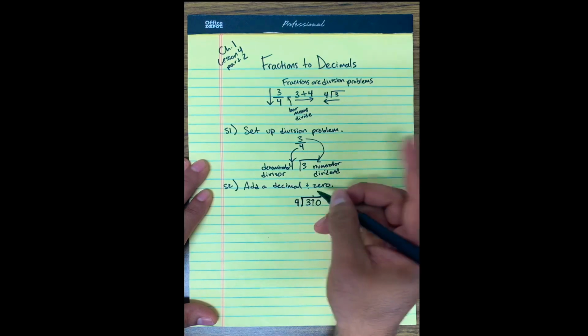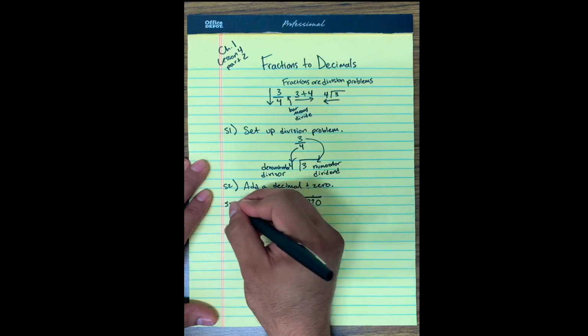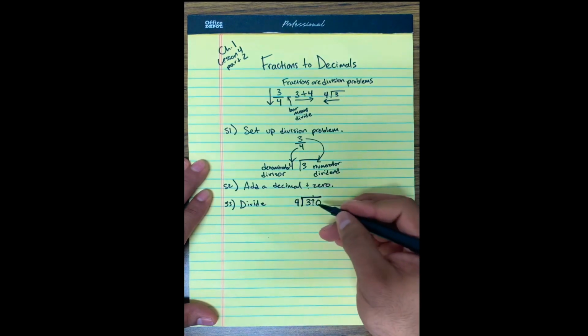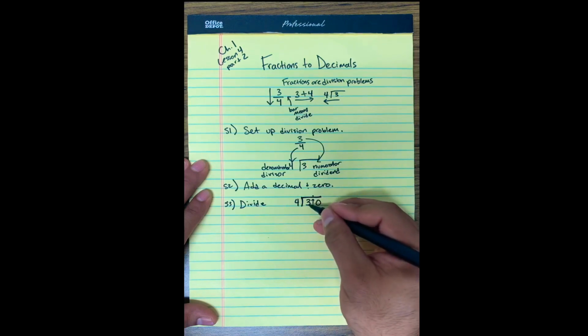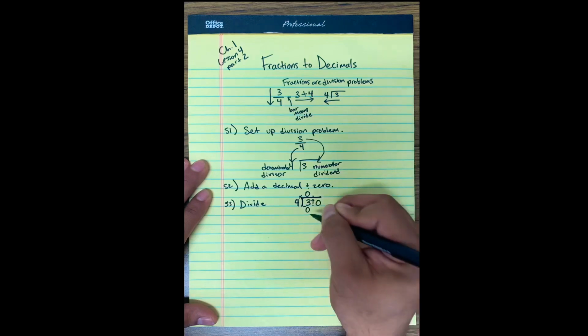Does 4 go in a 3? Think about that. It's like me asking you, I have 4 people and there's 3 seats. Can I fit 4 people into 3 seats? No. And step 4 is divide. So that's what we're going to start doing.